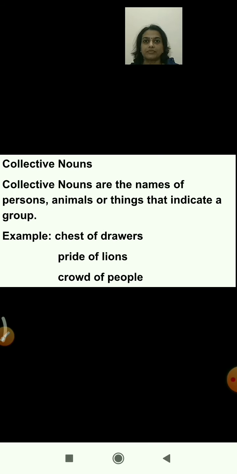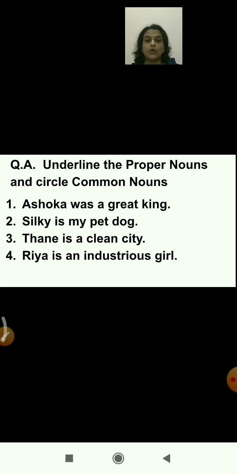Today we have learned these three kinds of nouns. Which are they? The first one was the proper noun, then the common noun, and collective nouns. So we have learned these three. We'll learn a few more, but for today, we have learned these three. Now, I hope you have followed what these three kinds of nouns are. Now we are going to solve one exercise. You can see that exercise here on the screen. Can you see it? Now, let us read that.